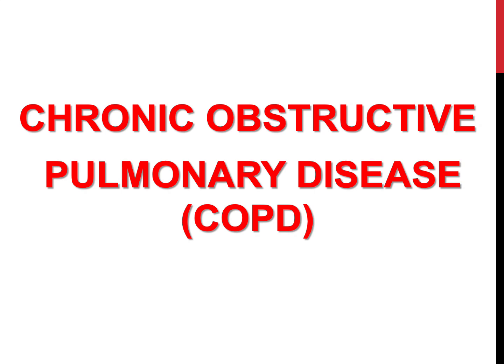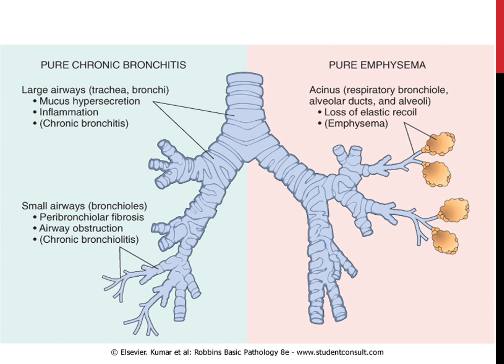So let's start with chronic obstructive pulmonary disease, COPD, which includes emphysema and chronic bronchitis. This slide compares chronic bronchitis and emphysema in different aspects. The first one is the anatomic distribution. Chronic bronchitis initially involves the large airways, whereas emphysema affects the acinus.